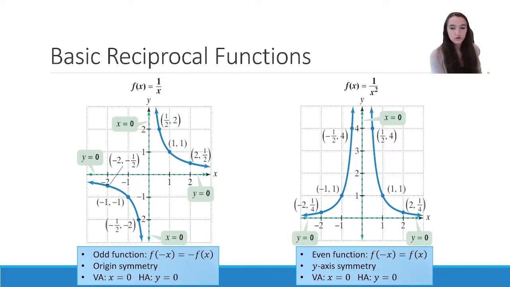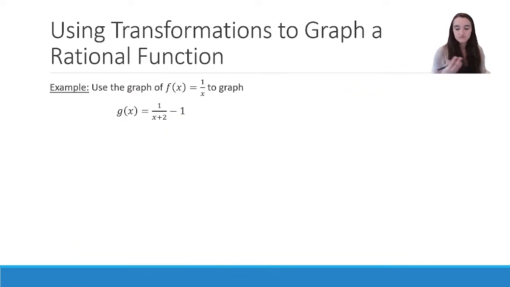Now, for 1 over x squared, our reciprocal squared function, it's even, so f of negative x equals f of x. It has y-axis symmetry. It still has the same vertical asymptote and horizontal asymptote, but there's different behavior around it because x squared means that the vertical asymptote at 0 has even multiplicity because it's being squared. So we approach the same infinity on either side. So how can we use our knowledge of these basic reciprocal functions to graph certain types of other reciprocal functions?